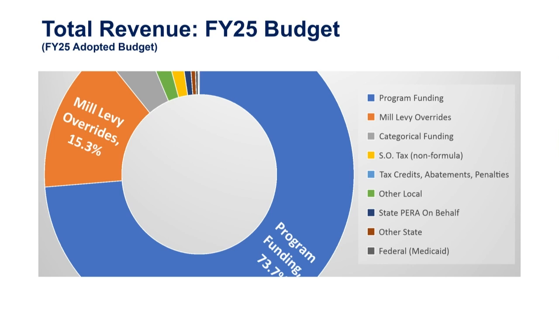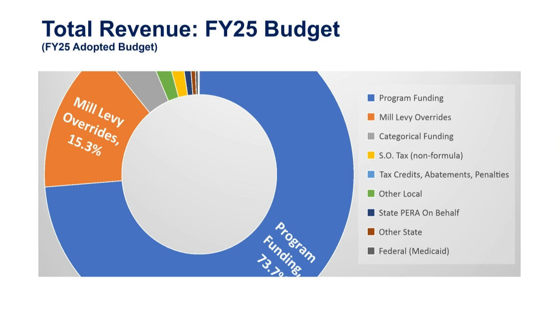At the last board meeting, we talked a lot about total program funding, and that's shown on this ring in that big blue bar. We talked a lot about that being 74% of our general fund revenue. And just as reference, our general fund is $425 million. That includes our district charter schools. And the total program funding is the largest source of revenue. That's what we talked about quite a bit last time.